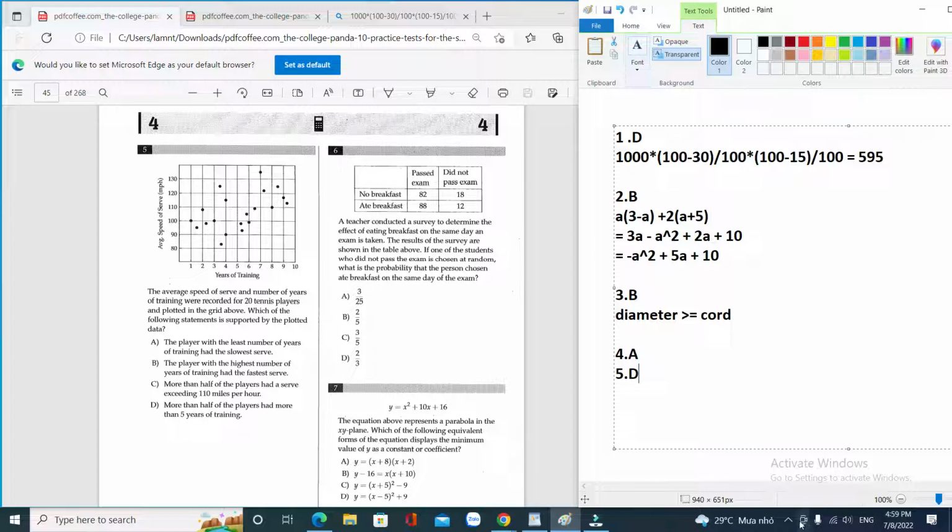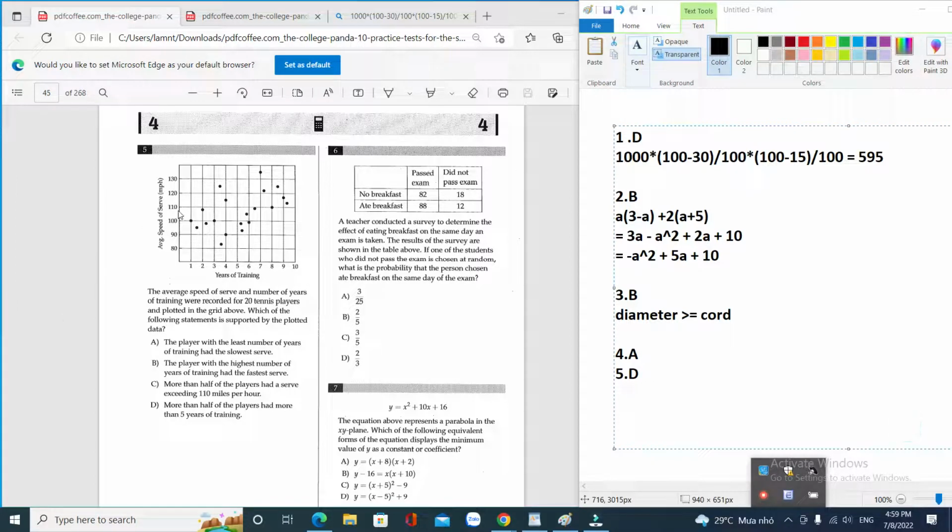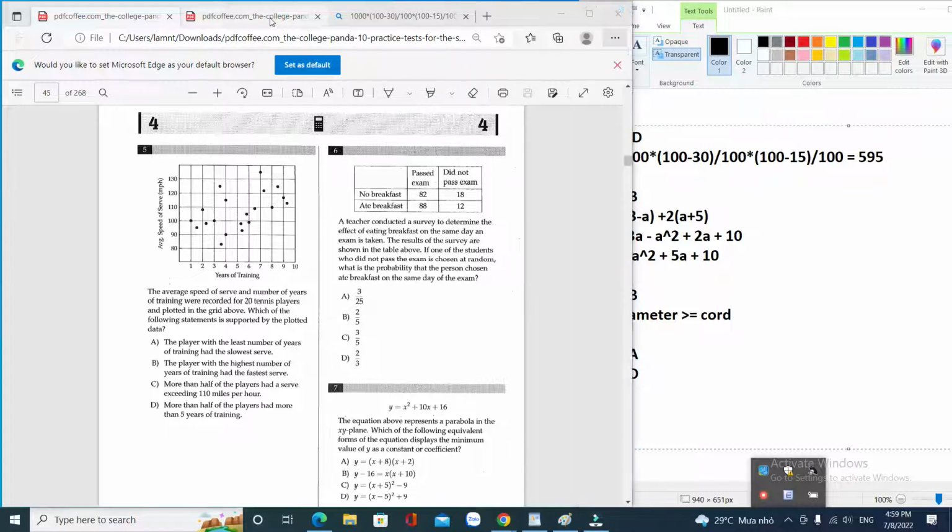For verifying number C, let's look at the line speed equal to 110. So let's calculate how many points exceed that line. 1, 2, 3, 4, 5, 6, 7, 8, possibly 9, but it's 8. So it's not more than half. Okay, so let's check the answer now.